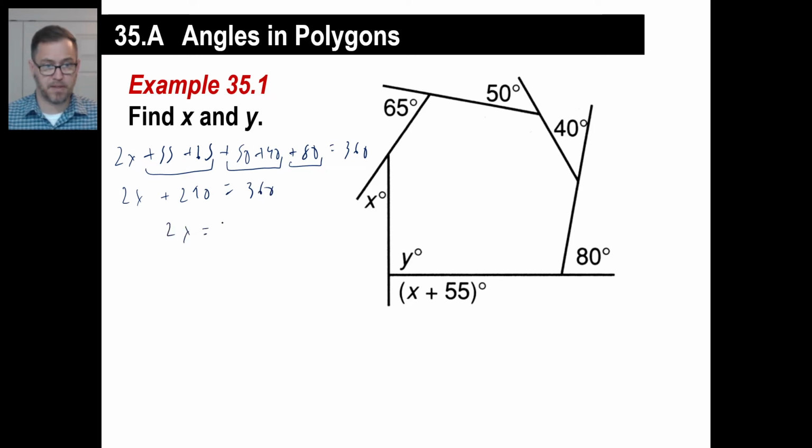So 2x is going to be 360 minus 290, which is 70, so x is going to be 35. All right, and there we go. That'll be 35 degrees. This will be right here. We need this to tell us what y is, because y plus x is a straight angle. Well, x plus 55 is 35 plus 55, which is 90, which means this is also 90, because 90 plus 90 gives you 180, and that's how you solve that.